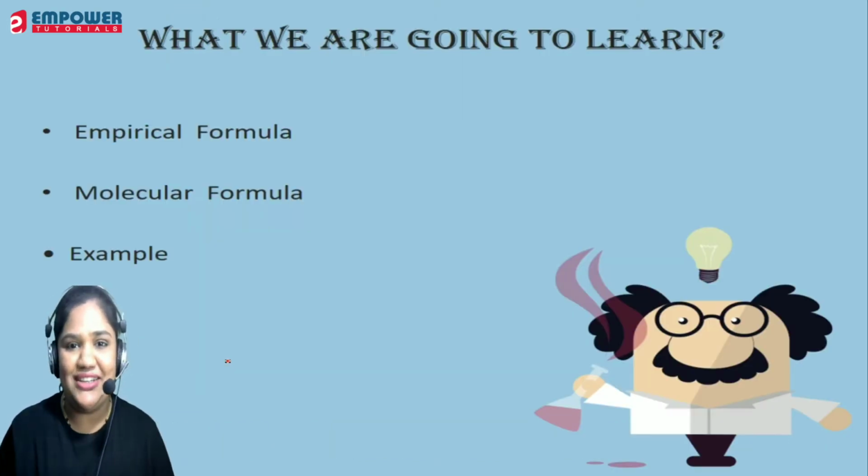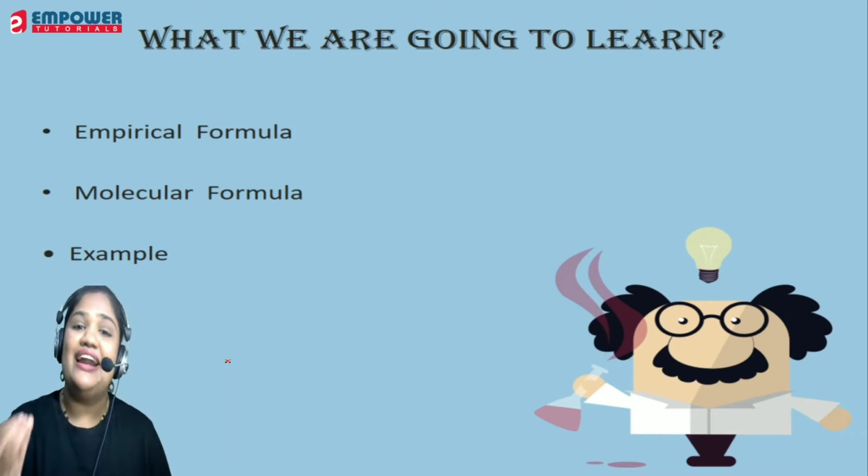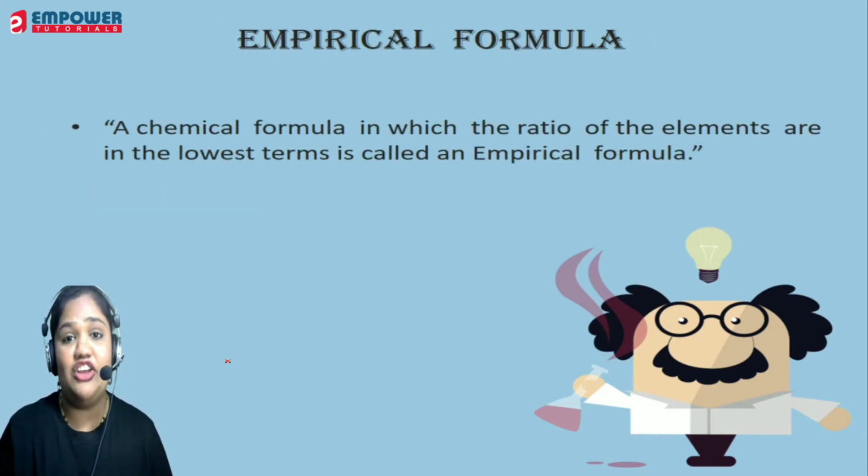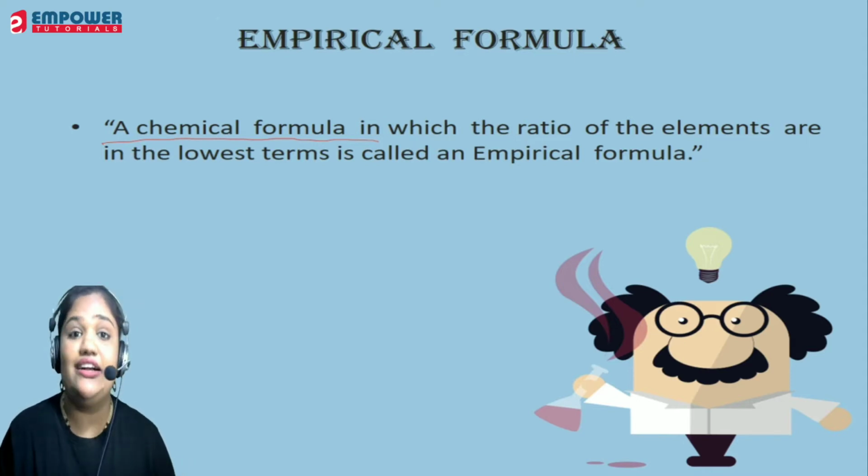So let's start, students. What we are going to see in today's video session? We are going to see what is empirical formula with the help of an example, and what is molecular formula and its example. So let's start with the definition of empirical formula. What is empirical formula, students? The empirical formula is a chemical formula, as you can see, in which the ratio of the elements is in the lowest terms.